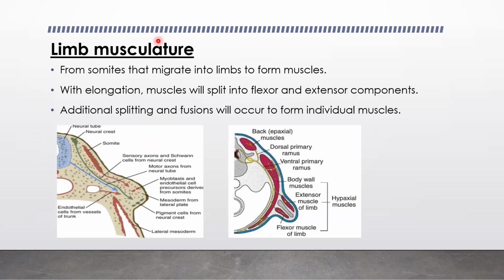How then do we develop the limb musculature? So limb musculature, as we talked about, migrates from the somites. They form from the somites that migrate into the limb buds to form muscles. So what will happen is that the somites that are just next to the vertebra, the neural tube, will migrate together with the innervation, and then they will divide into two compartments, flexor and extensor compartments. That's the reason why most of the flexor muscles and extensor muscles usually have the same innervation.